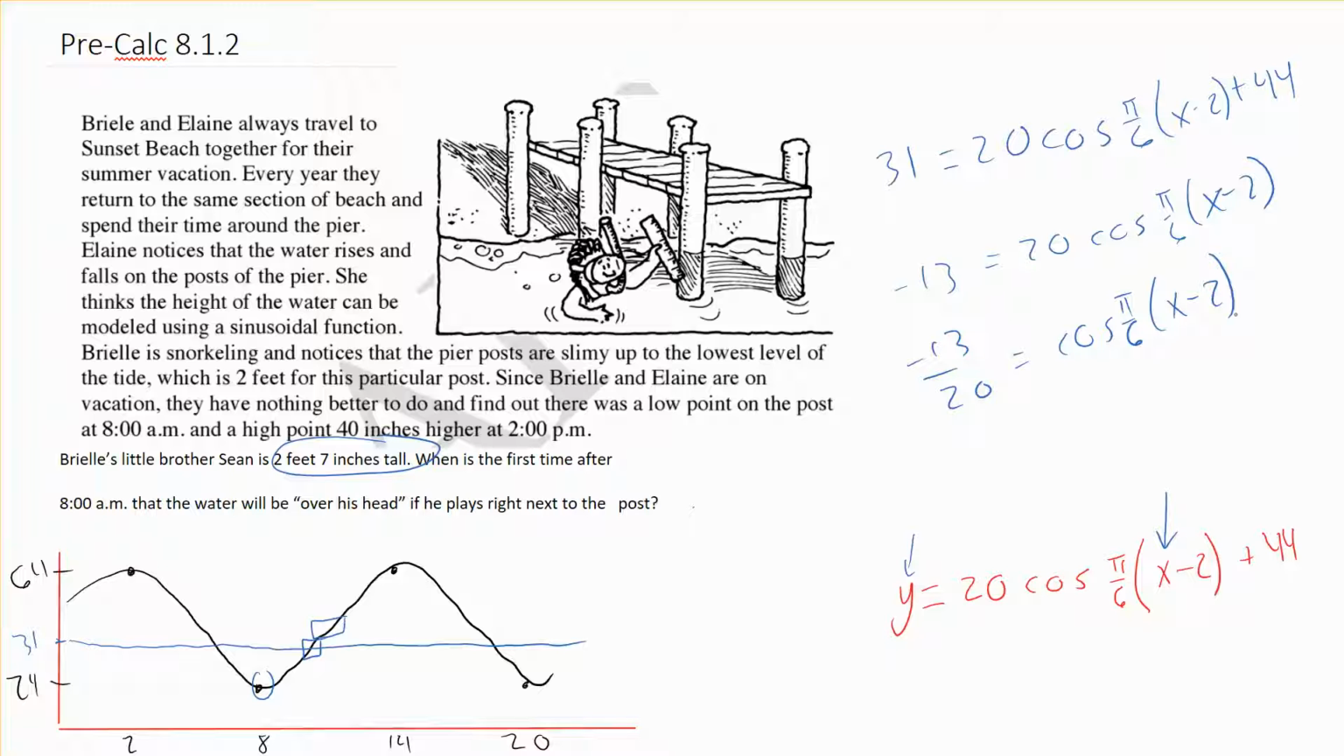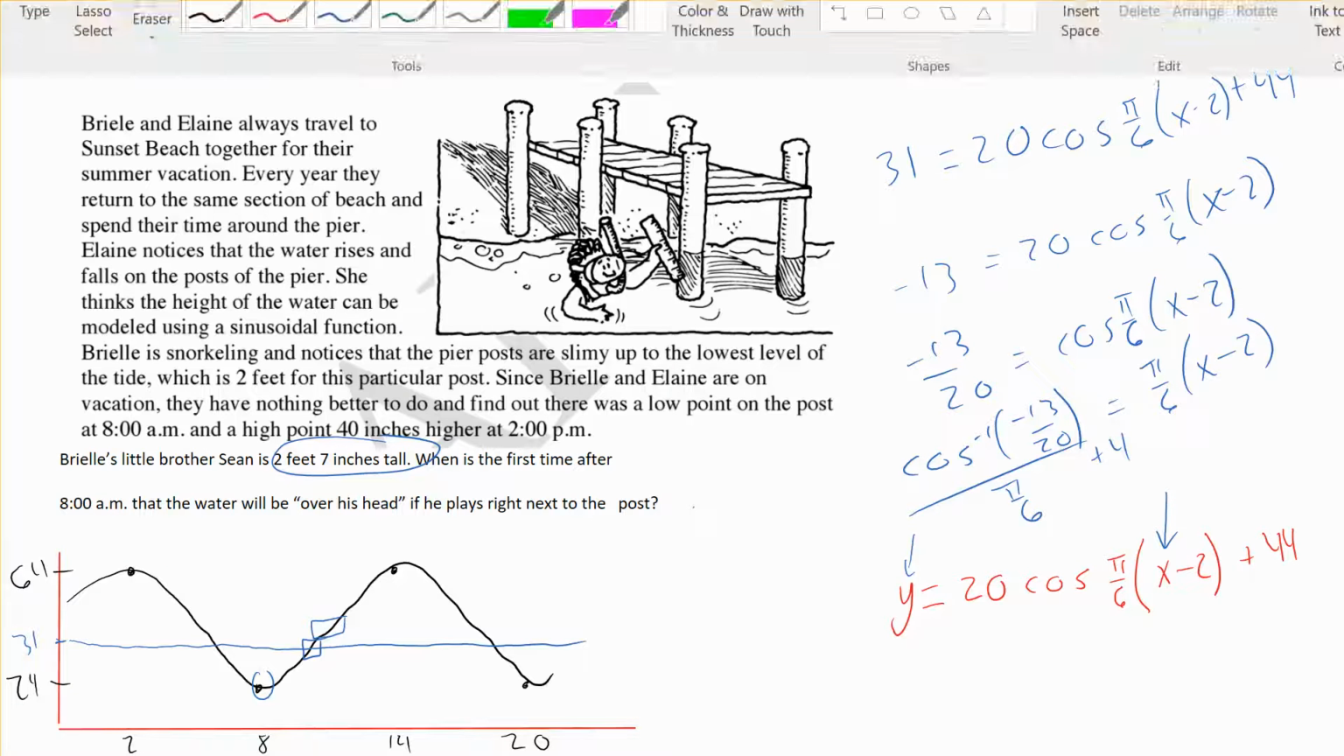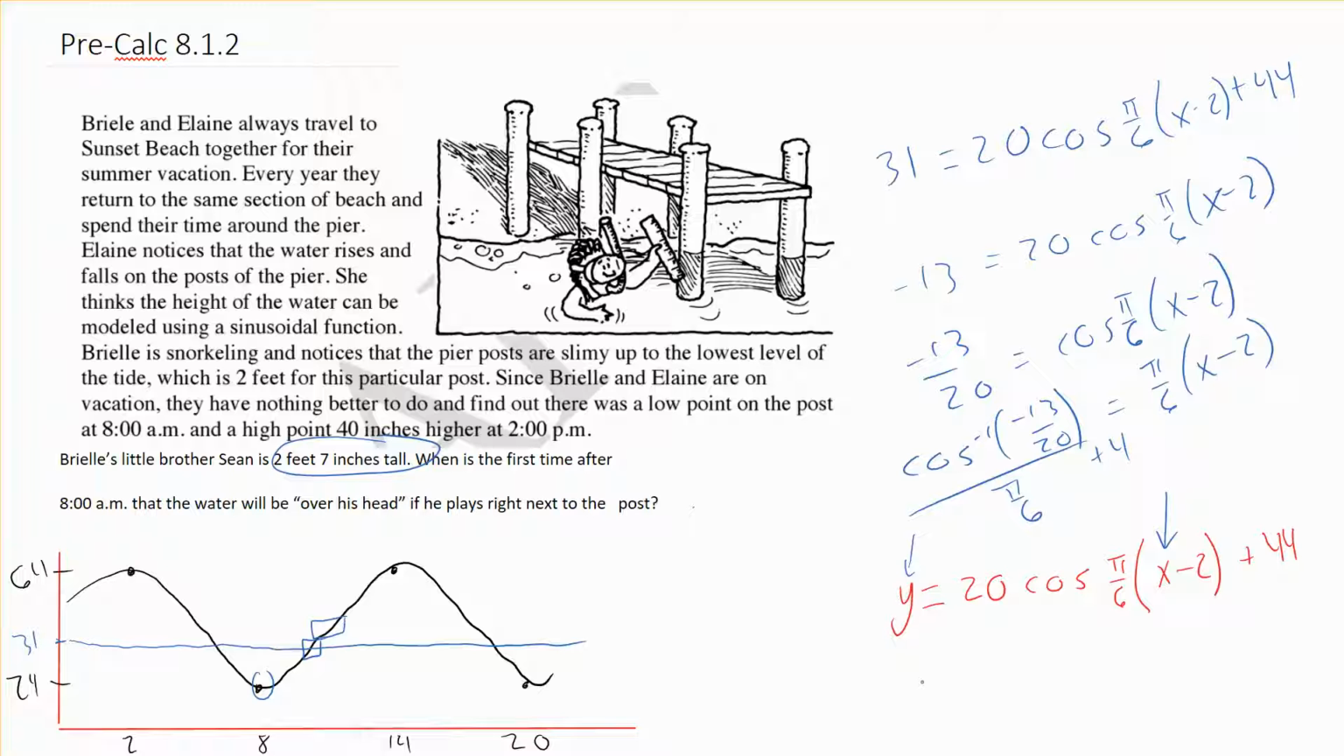So here's the part where we could use a calculator, but I think also understanding what our calculator is telling us is a very good idea. So if I take the cosine inverse of negative 13 over 20, and then I divide by pi over 6, and then I add 2. I think we can follow that solving. I get x equals 6.35, and x is hours.